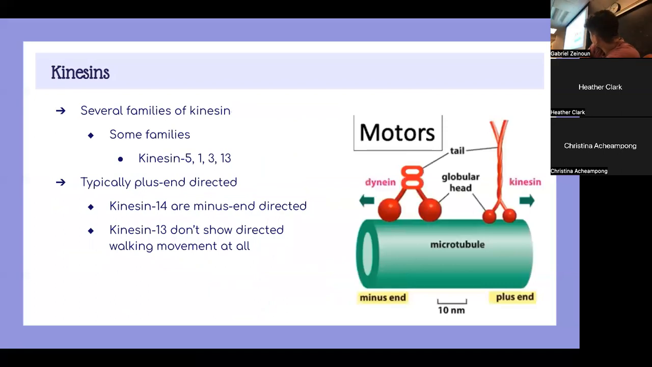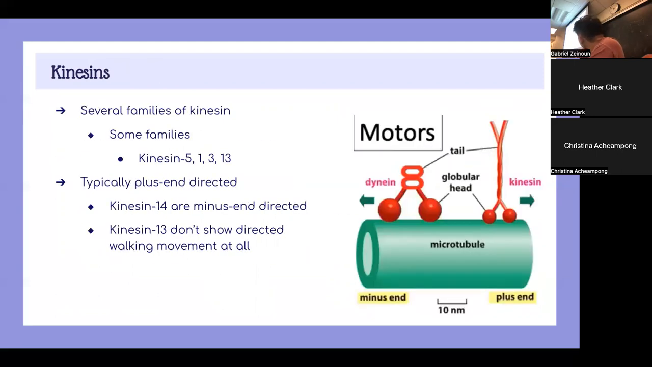Kinesins, on the other hand, have a whole variety that you have to know about. They tend to go to the plus end. But there's one exception with the 14 family, which is minus-end directed. And then kinesin 13 doesn't have a directional walking movement, and we'll get to that later.